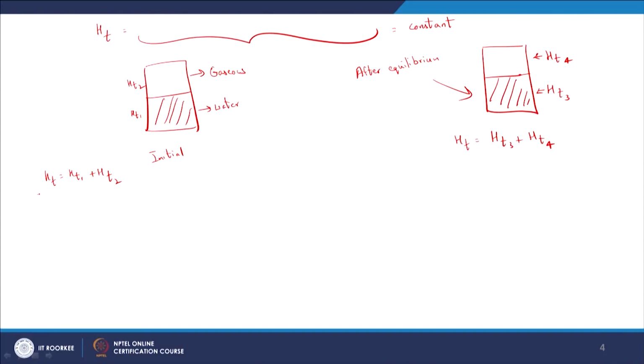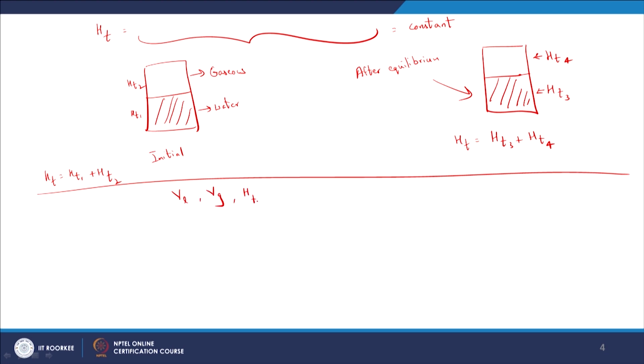So let us develop the generic case first. So we are going to look at different variables: volume of liquid, volume of gas, H total in the liquid phase initially, and H total in the liquid after equilibrium, and also H total in the gaseous phase initially, and also H total in the gaseous phase at equilibrium. So these are the different variables we are going to consider here.